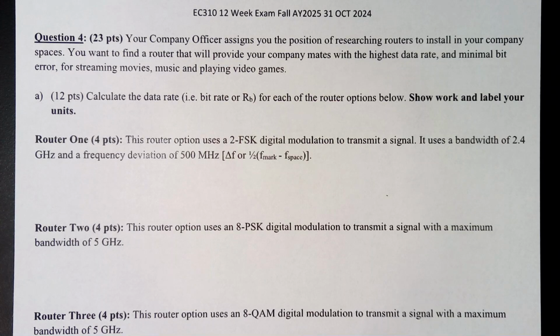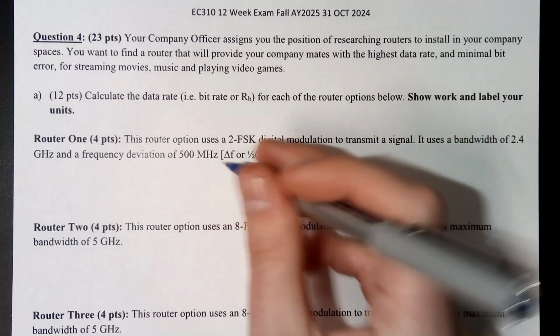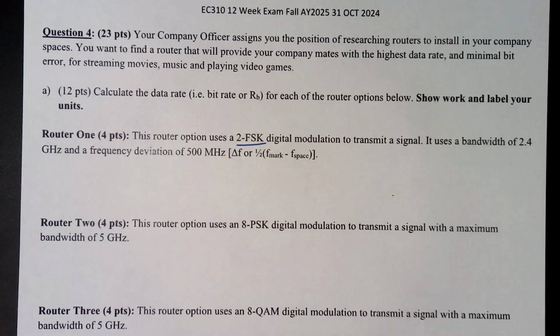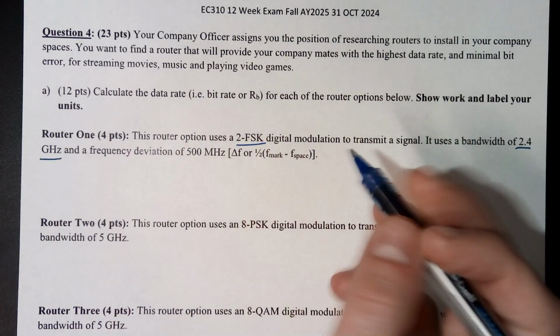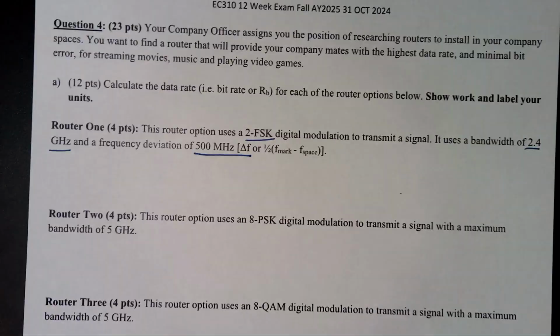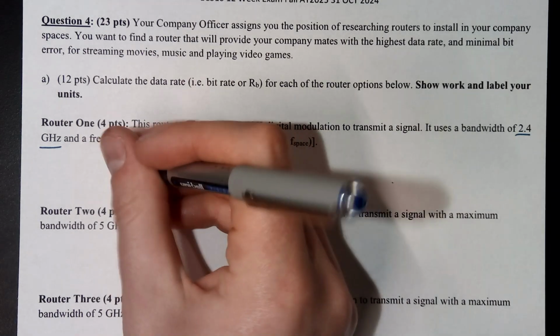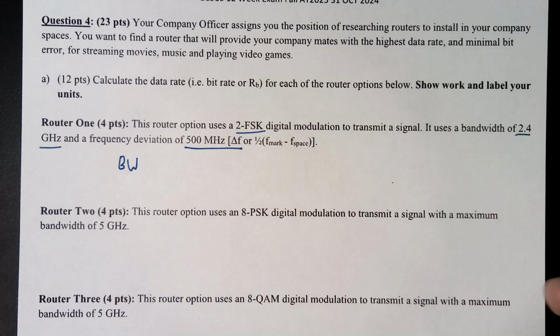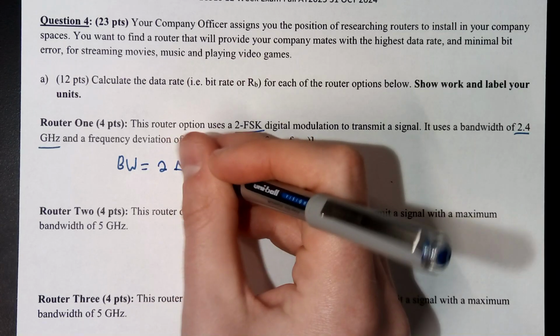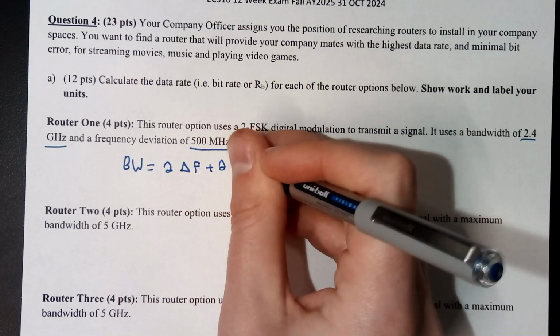So we're doing the same calculation for 3 different routers, just using a different equation based on the digital modulation scheme. Router option 1 uses 2 FSK digital modulation to transmit a signal, uses a bandwidth of 2.4 gigahertz and a frequency deviation, or delta F, of 500 megahertz. So we're going to use the bandwidth equation for FSK, which is bandwidth equal to 2 delta F plus 2 RB.